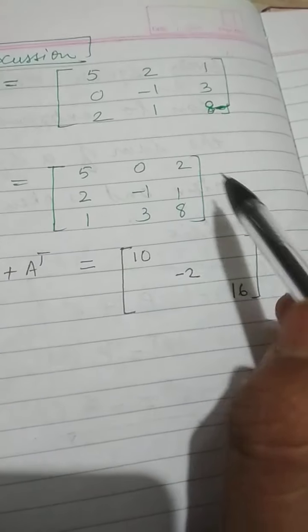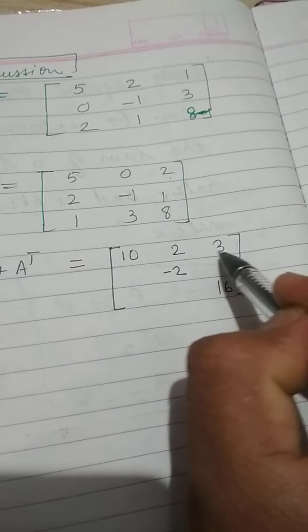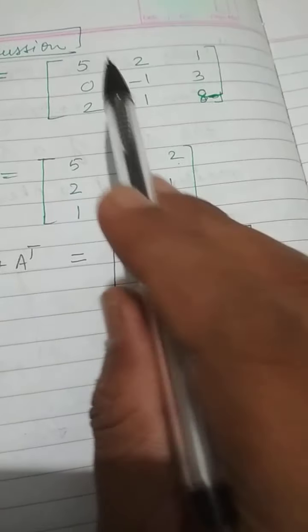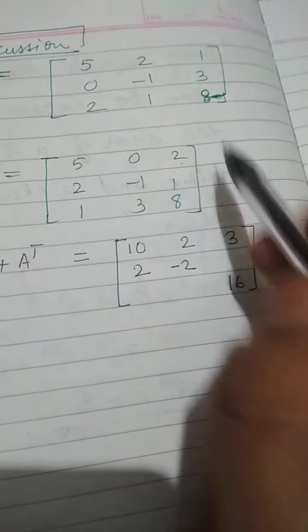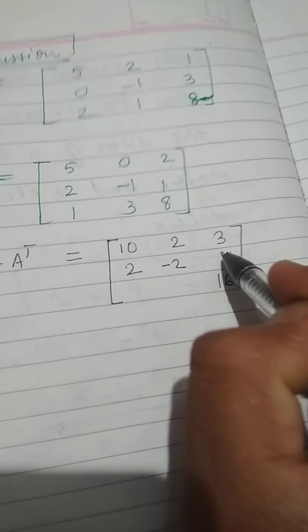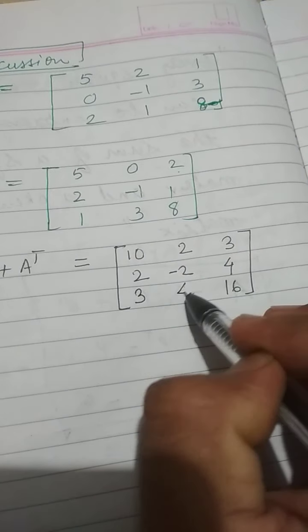This 2 is going to add to 0. This is becoming 2. 1 plus 2 will be 3. Corresponding elements we are adding. Second row, we'll add it up to second row. 0 plus 2 will be 2. Minus 1 that is added up. 3 plus 1 will be 4. Then 2 plus 1 will be 3. 1 plus 3 will be 4.